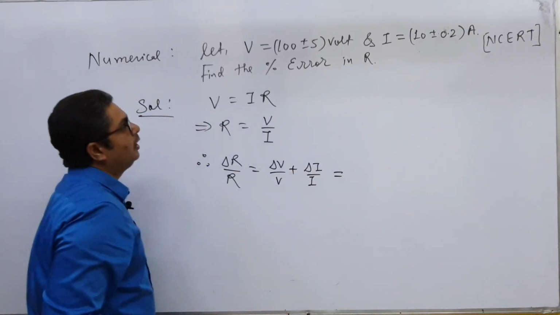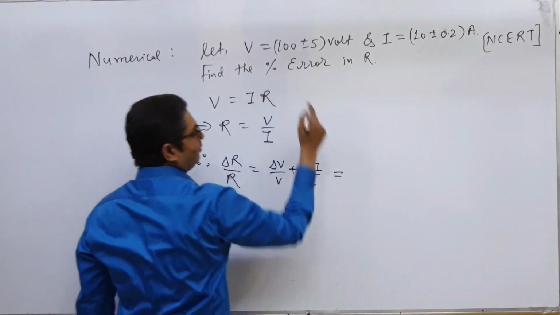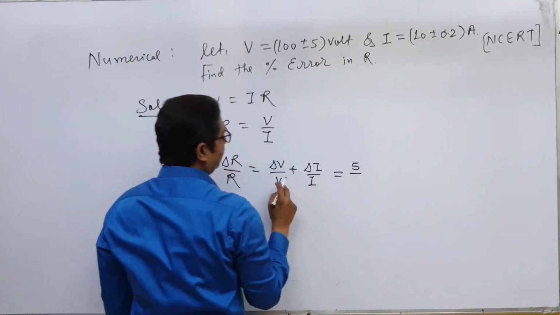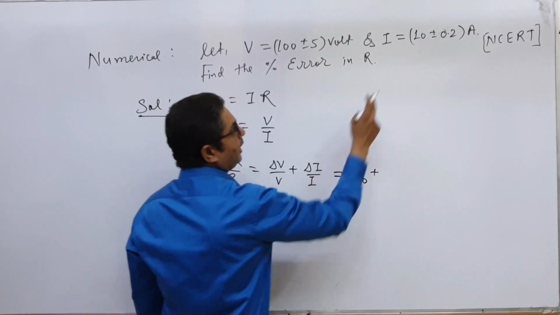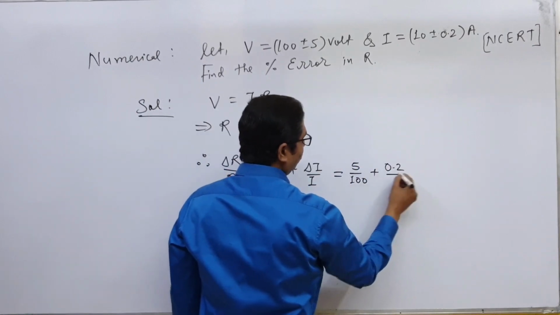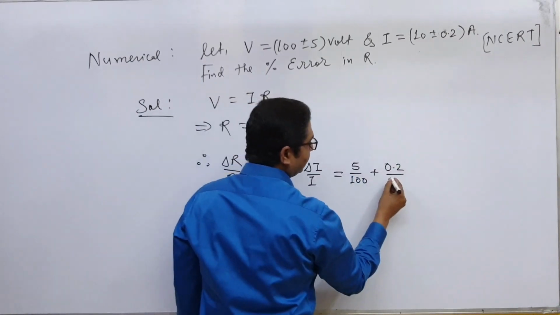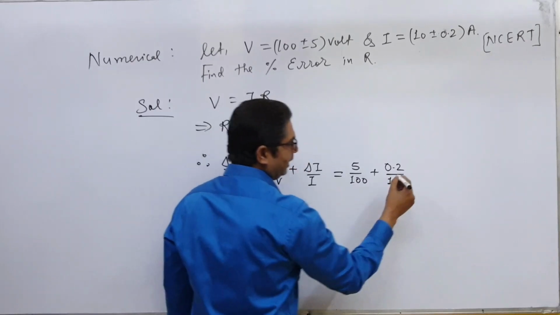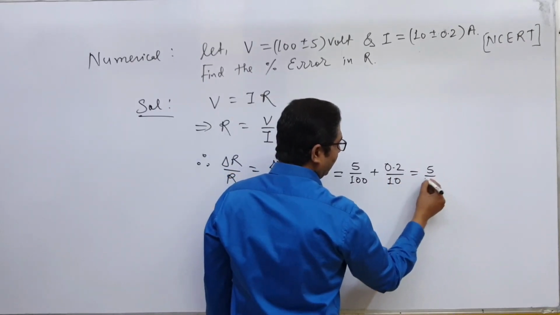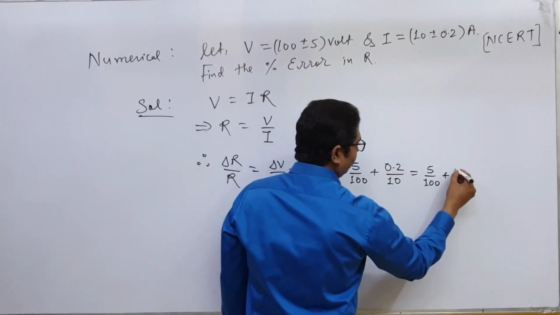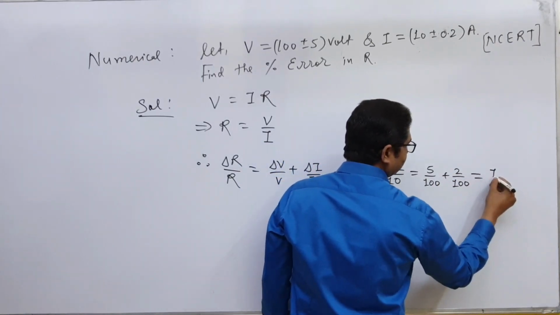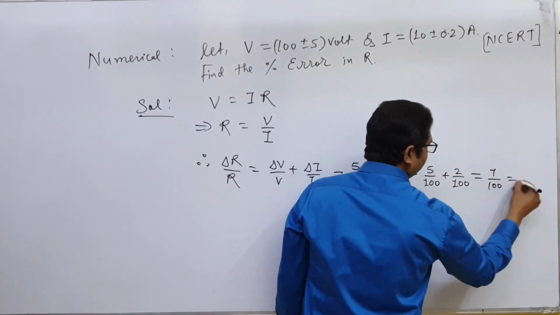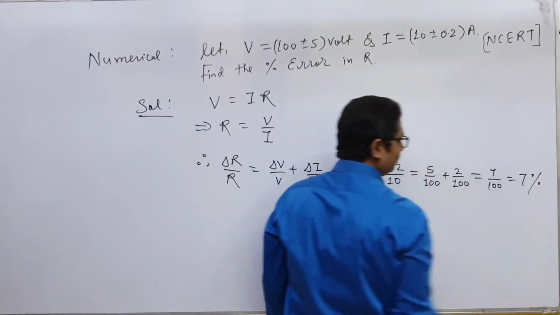Now put the values. Delta V is 5 and V is 100. Delta I is 0.2 and I is 10. So you can write it 5 upon 100 plus 2 upon 100, this is equals to 7 upon 100, or this is equals to 7%.